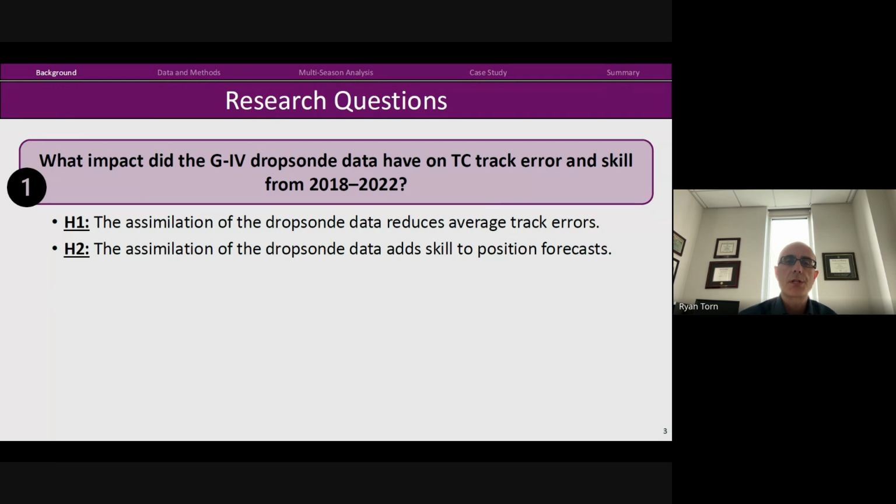So what we wanted to do was explore the impact of these G4 dropsonde data on track error and skill during the 5-year period when this ensemble-based sensitivity sampling was used. And so we were testing 2 hypotheses here. One of them is that the assimilation of the dropsonde data is reducing the average track error. And the second one, that I'll get into in a second, is that the assimilation of the dropsonde data yields additional skill to the position forecast. We'll talk about how we measure that in a second. Next slide, please.